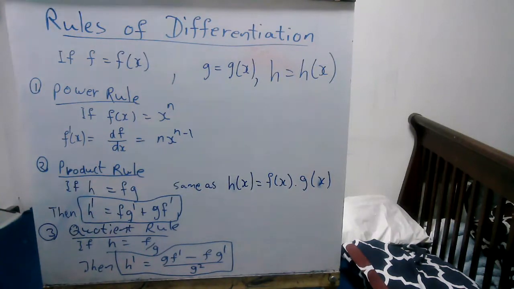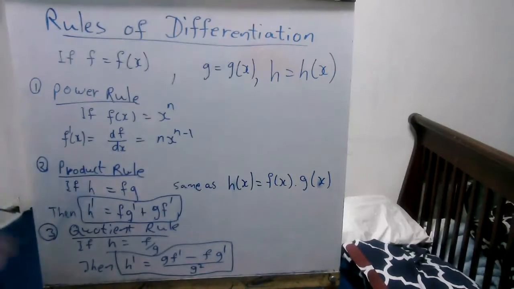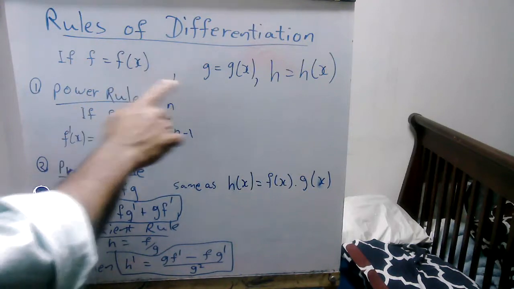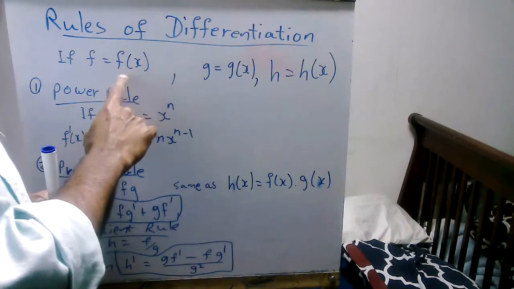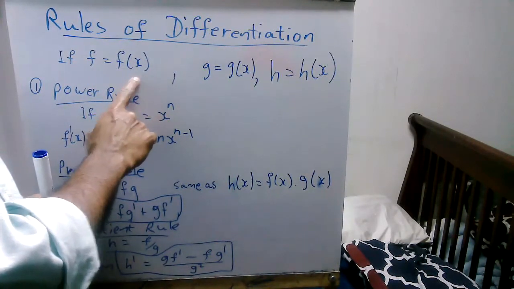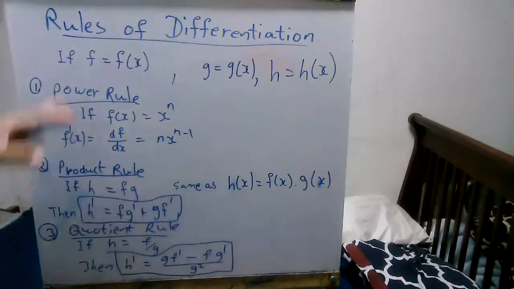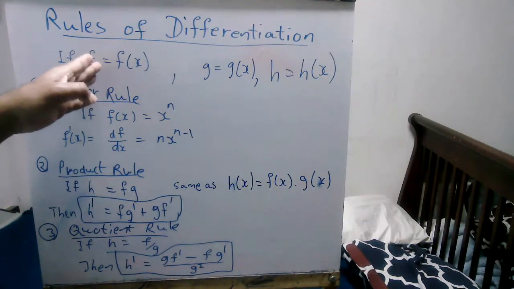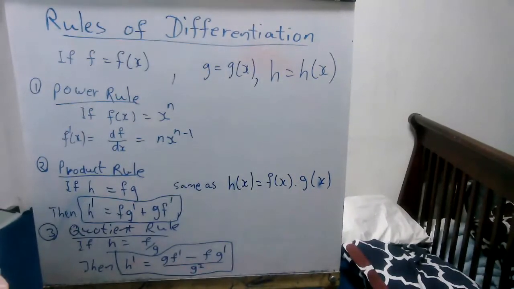Alright, so rules of differentiation. If f equals f(x), no need to explain, I believe you understand this. f equals f(x) means f is a function of x, g is a function of x, and h is a function of x. We take three functions f, g and h, all of which are functions of x.